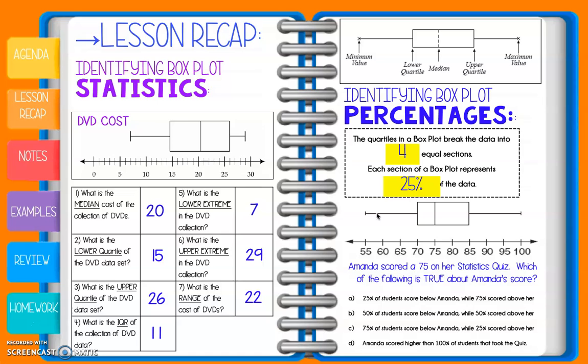Okay, so if we look at our question here, it says Amanda scored a 75 on her statistics quiz. Which of the following is true about Amanda's score? Well, if she scored a 75, she would be right here, okay, which is on our median. So we know that 50% of the class scored below her because there's 2 sections below her. We also know that 50% of the class scored above her, so that means that 50% scored better than her. So our answer would be B. 50% of the students scored below Amanda, while 50% of the students scored above her.